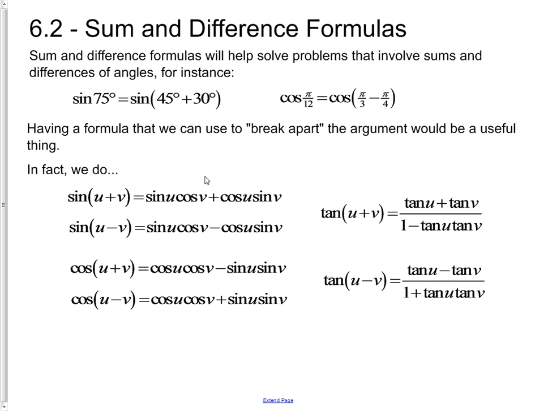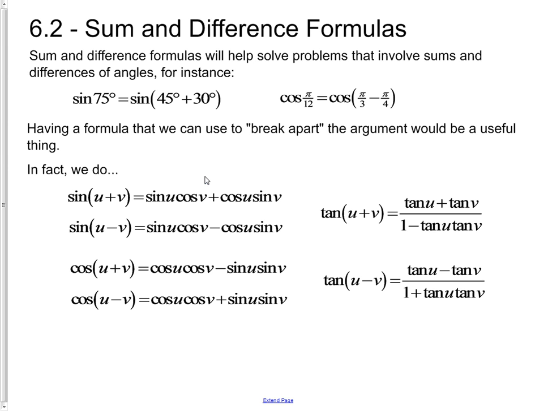Welcome to section 6.2. We're going to talk about what are called sum and difference formulas for sine, cosine, and tangent. Sum and difference formulas are going to help us solve problems that do involve sums and differences of angles, and we can actually get some exact values, that is, values in terms of radicals, fractions, and so on, for angles that are not our standard 30, 45, and 60 degree angles.